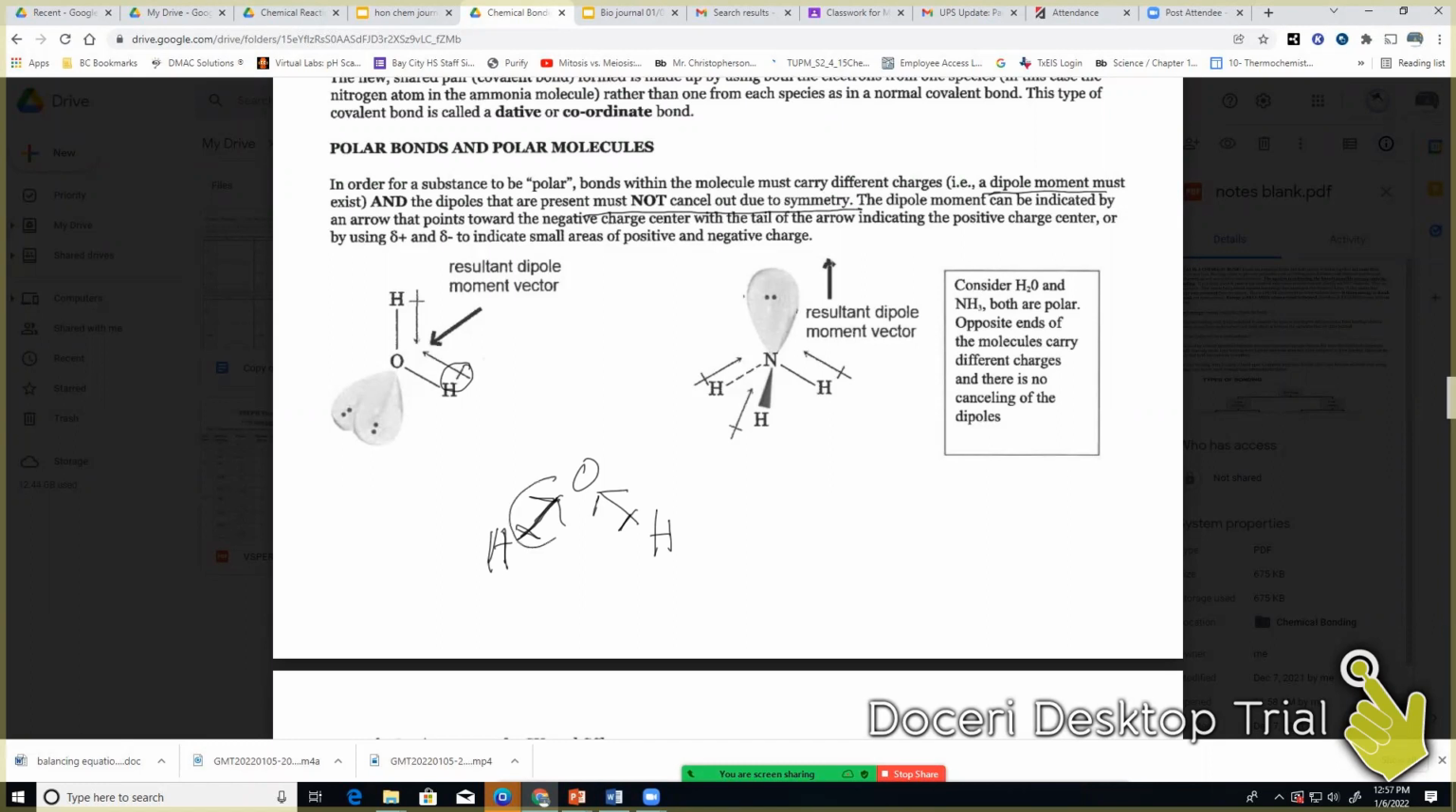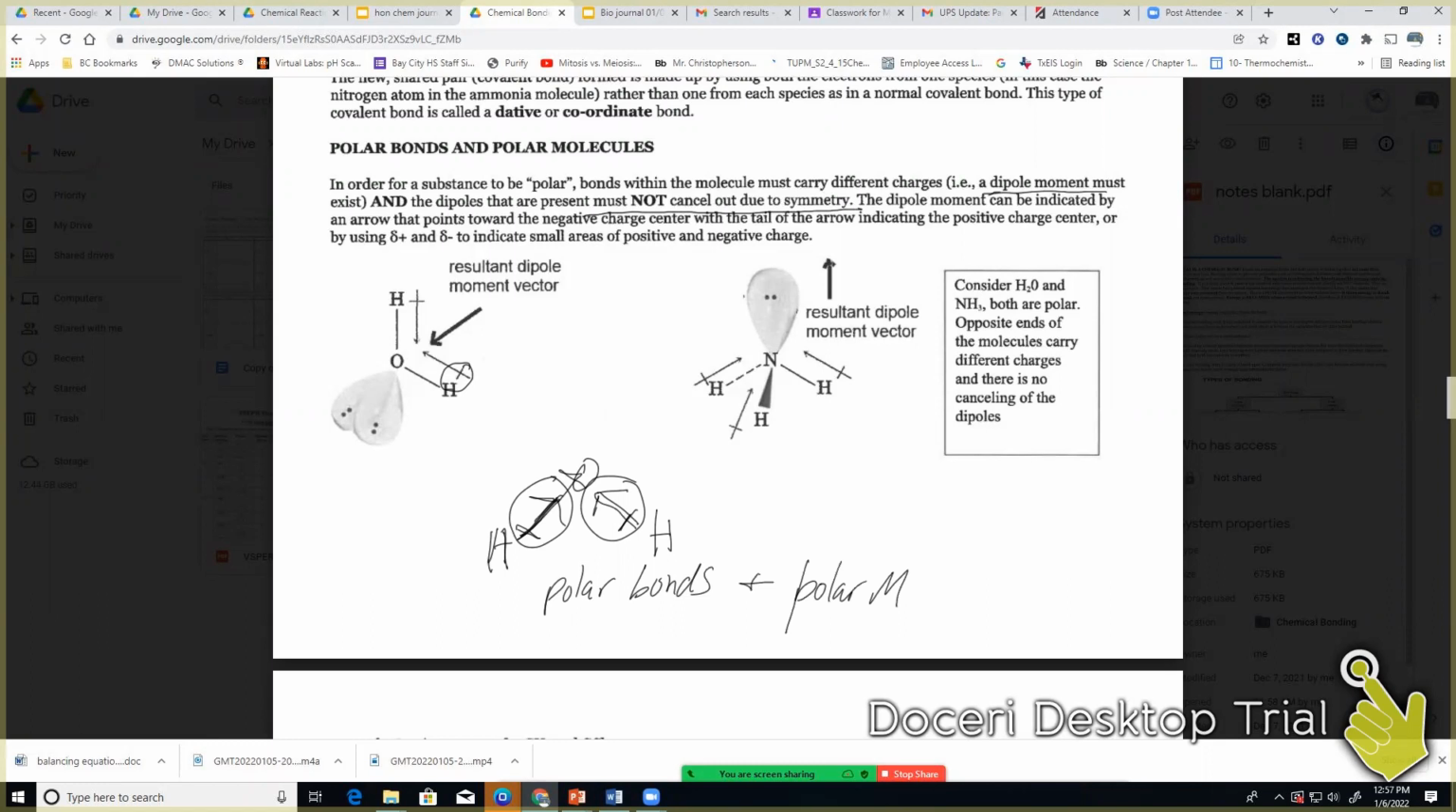So in this case, the bonds are polar and they are both in the same direction. So it's like they're additive. They can't cancel each other out. So this would have polar bonds and it's a polar molecule. Has both of them. Same thing with my NH3.